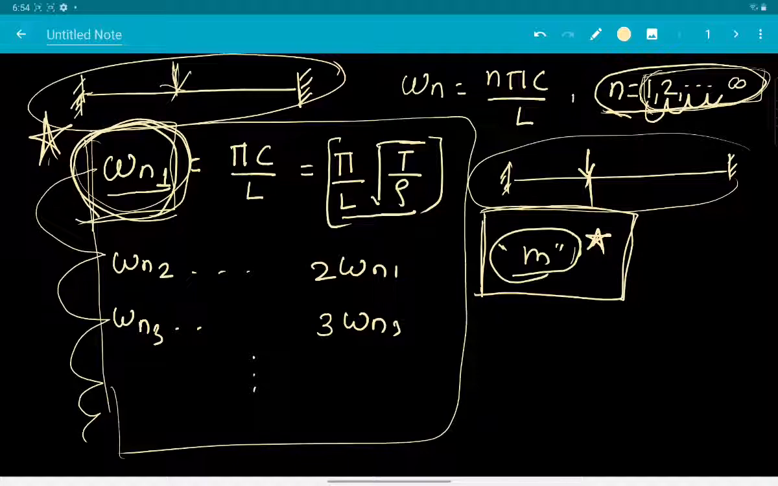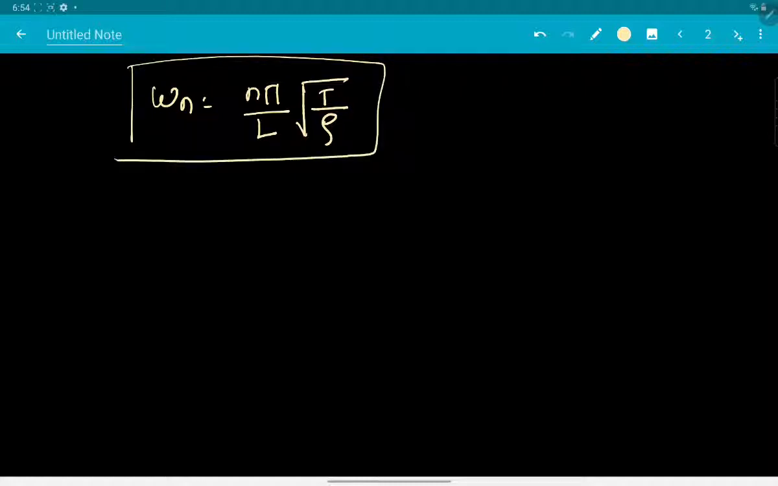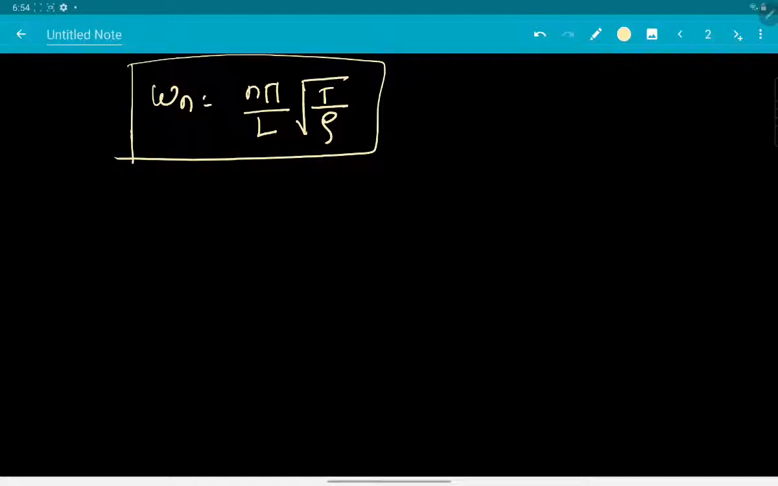You will also be able to appreciate this if I write down omega n once again over here. Omega n is equal to n pi by L into square root of T by rho. So this is omega n. Let's consider the first natural frequency initially to start with, so let n be equal to 1.